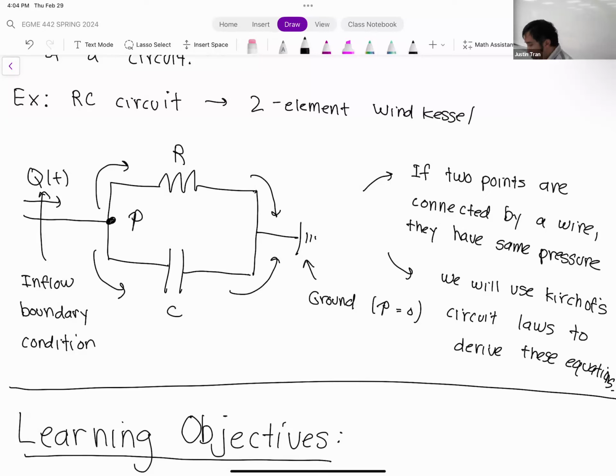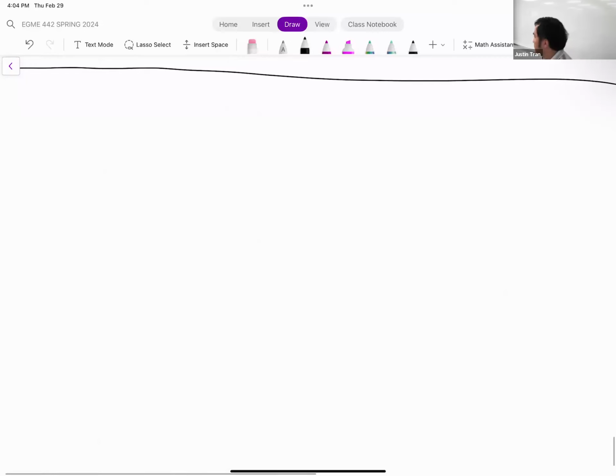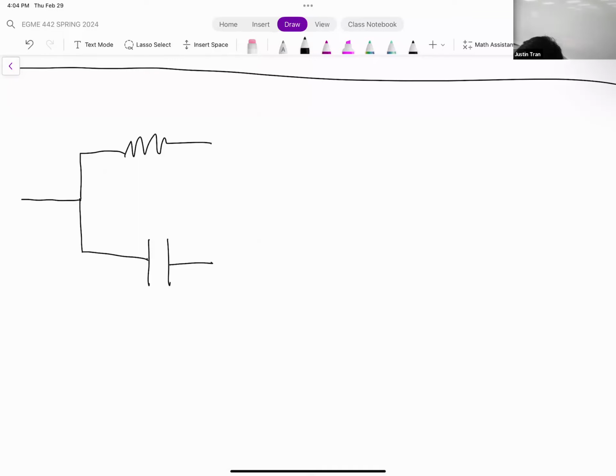What we wanted to do in this example was to derive the ordinary differential equations that govern its behavior. But before we do that, because the learning objectives are in the way, let me draw the vessel again down here. We have the resistance, we have the capacitance, and we have the flow of blood coming in, Q of t.